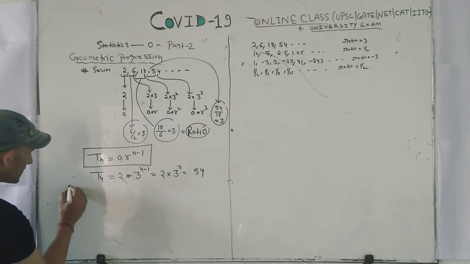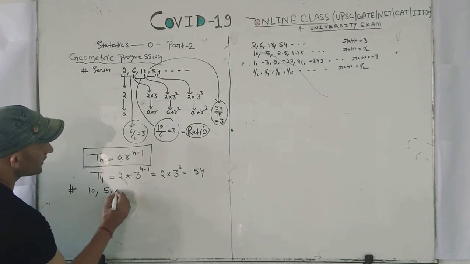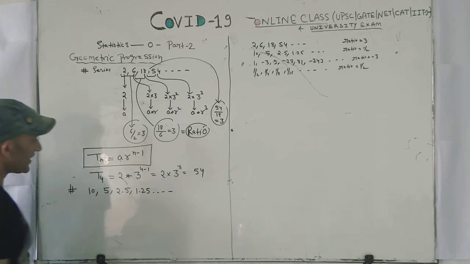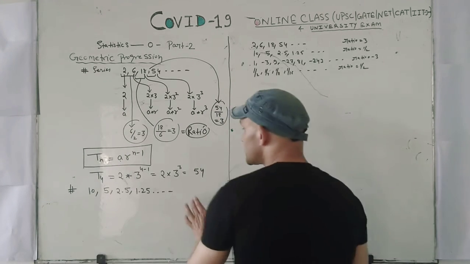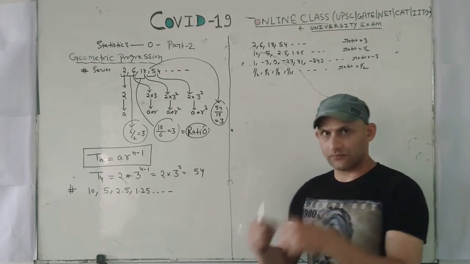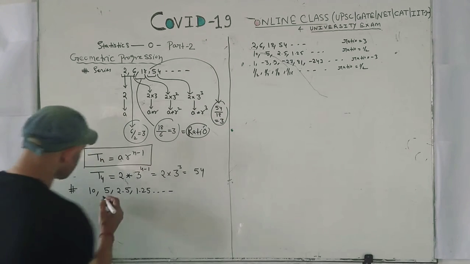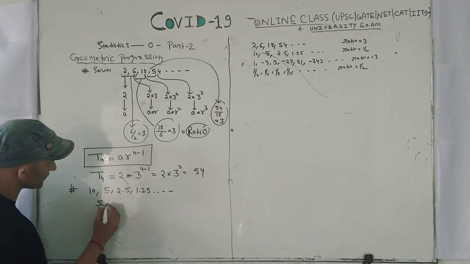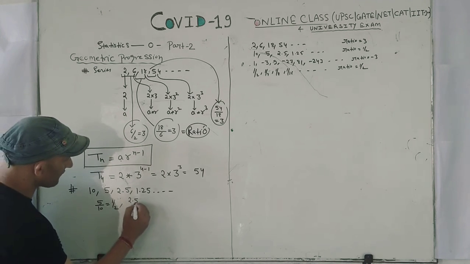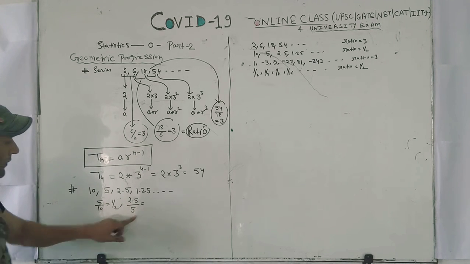Again we are using a second example. Suppose you have the series 10, 5, 2.5, 1.25 and so on. The first question asked is whether this series is AP, GP, or neither. At first, 5 upon 10 is equal to 1 upon 2. Then this upon this, 2.5 upon 5, that is 25 upon 50, is equal to 1 upon 2.